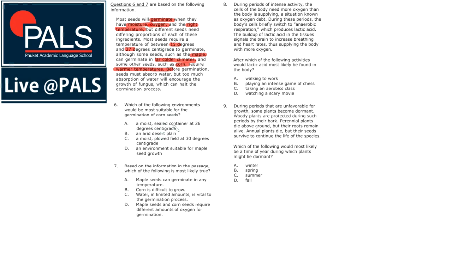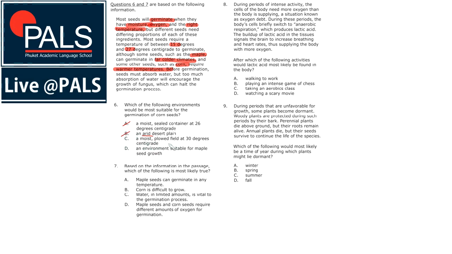A moist sealed container at 26 degrees centigrade. So we can probably exclude that because it's sealed, which means that the oxygen, which is required as well, will eventually be used up by the seed. Plus 26 centigrade is in the normal range, and we learned that corn requires warmer temperatures. An arid desert. Plain arid means no water, so no moisture, therefore we can exclude that.